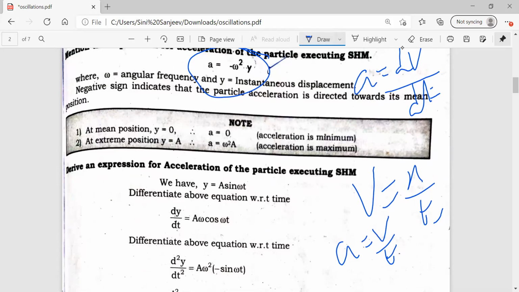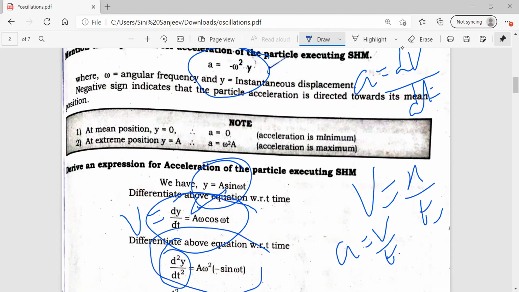So y is equal to a sin omega t. Same equation I am doing. I'm not doing any other equation. Now if I'm differentiating with respect to t, I'm getting a omega cos omega t. Now why should I do one more time differentiation? To get acceleration. This dy by dt is nothing but my velocity. If I do one more time, I'll get my acceleration.